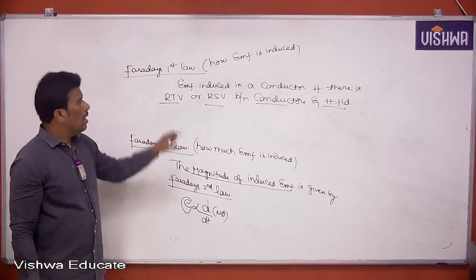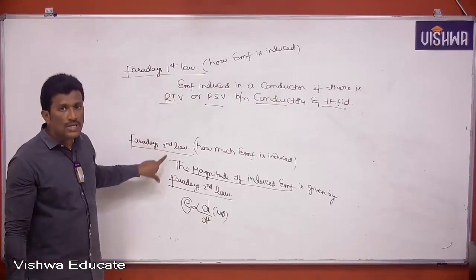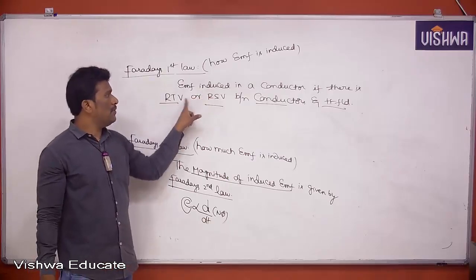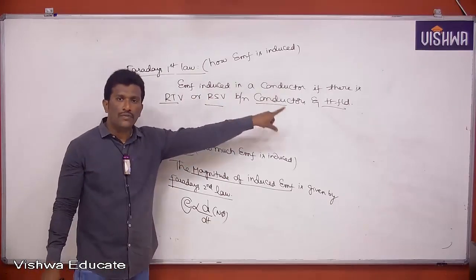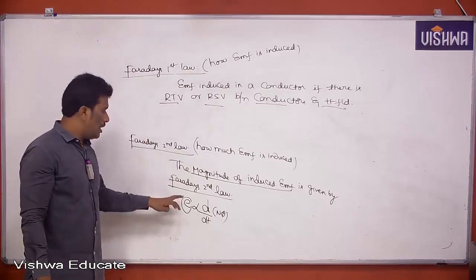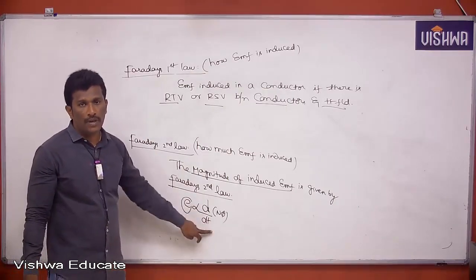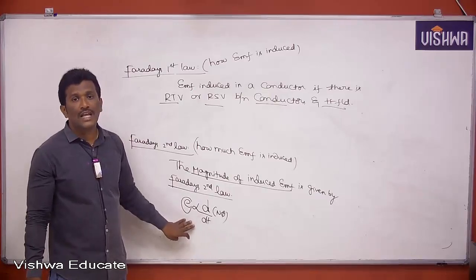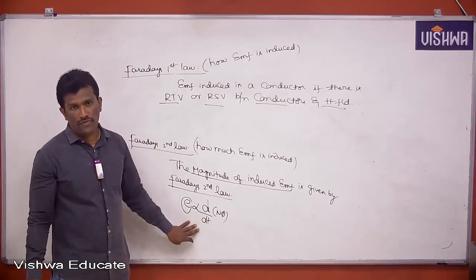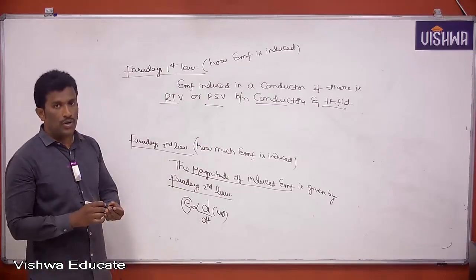Very simple. How EMF is induced is given by Faraday's first law. How much EMF is induced is given by Faraday's second law. If there is RTV or RSV between conductor and magnetic field, EMF will be induced. That is only Faraday's first law. And the magnitude of induced EMF, E proportional to d/dt of NΦ, that means E equals N dΦ/dt, is given by Faraday's second law. Okay, please note this down.